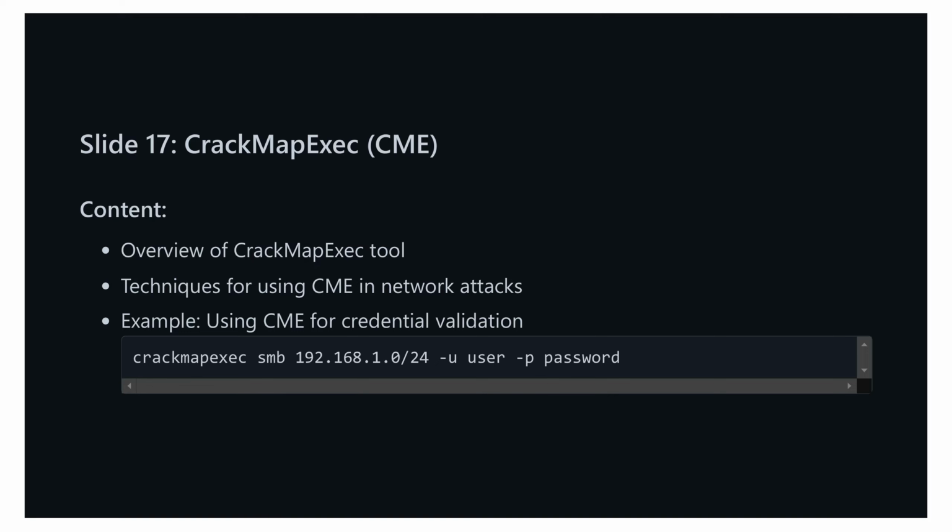It is especially useful for credential validation, helping attackers to verify if the given username and password combinations are valid across a network. For instance, using the command crackmapexec smb 192.168.1.0/24 -u user -p password, CME will attempt to authenticate with the provided credentials across the specified subnet range, in this case, 192.168.1.0/24. This enables attackers to quickly ascertain the legitimacy of credentials, which can then be leveraged for further exploitation activities.